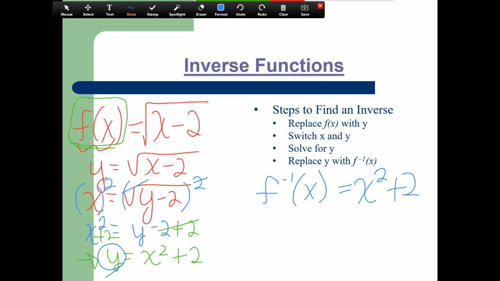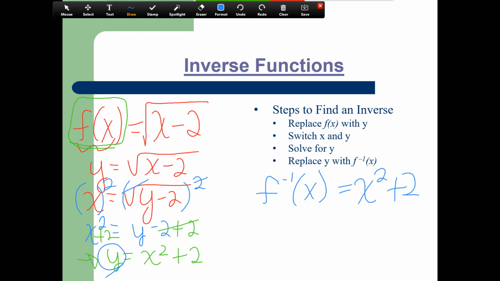Now you might be saying, well, wait a minute. This here has an x squared in it. It's going to be a parabola. And you said a parabola technically doesn't have an inverse unless we restrict it. There's something else to keep in mind.